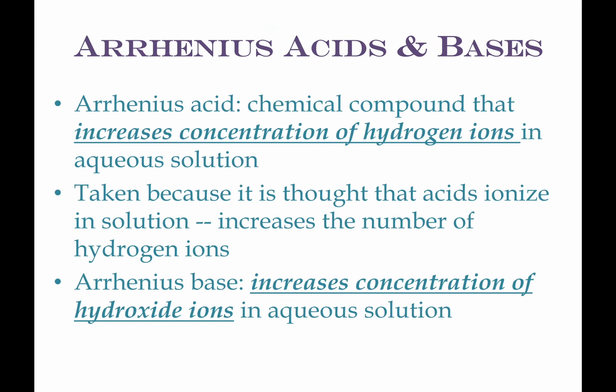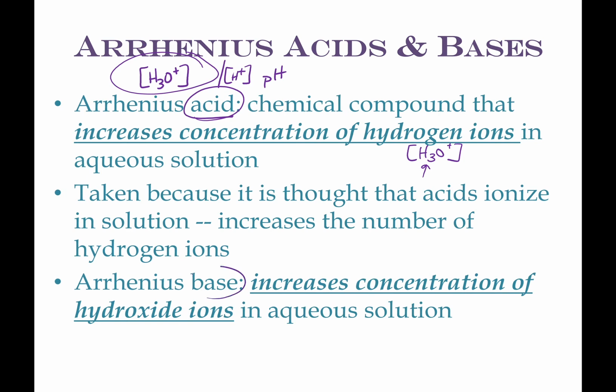So Arrhenius acids and bases, we're talking about the concentration of H3O+. So when we talk about pH and calculating the strength of an acid or a base, we're going to be talking about the concentration of H3O+ in solution. Remember, I said we can kind of use that interchangeably with H+ or hydrogen ions. So an Arrhenius acid is a chemical compound that increases the concentration of H3O+, hydronium ions, in aqueous solution. Because it says that acids ionize in solution, they react with the water, and when you add a hydrogen to water, you produce a hydronium ion. So an Arrhenius base then is going to increase the concentration of hydroxide ions in solution. So bases, in that case, increase OH-.